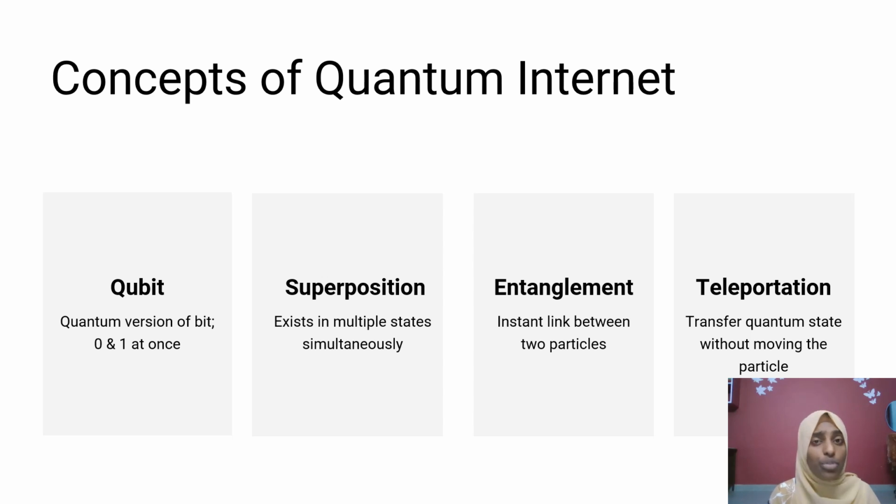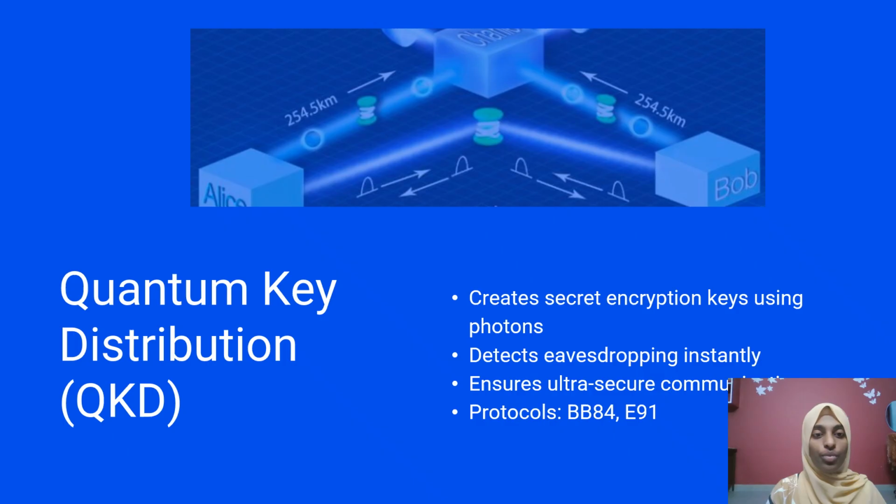Teleportation is the transferring of quantum states, which means the particle itself is not sent. It is destroyed at the sender's side and recreated at the receiver's side. So these are the different concepts embedded in the quantum internet to make it faster and secure.